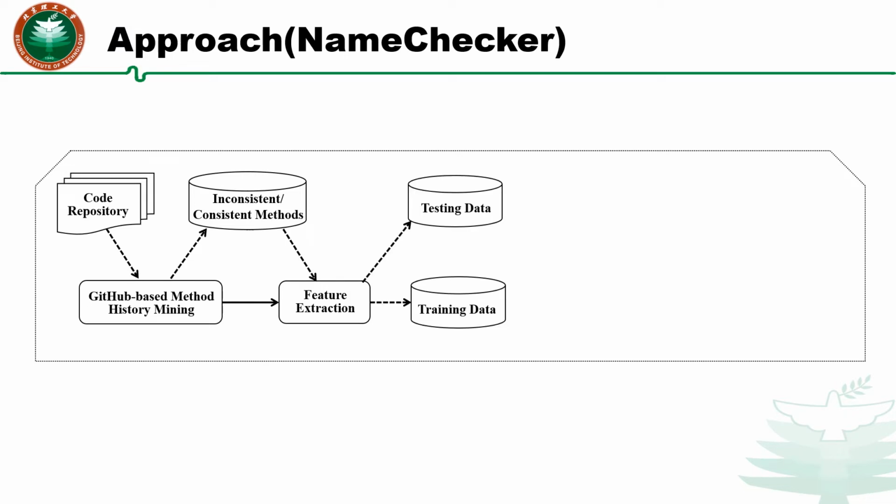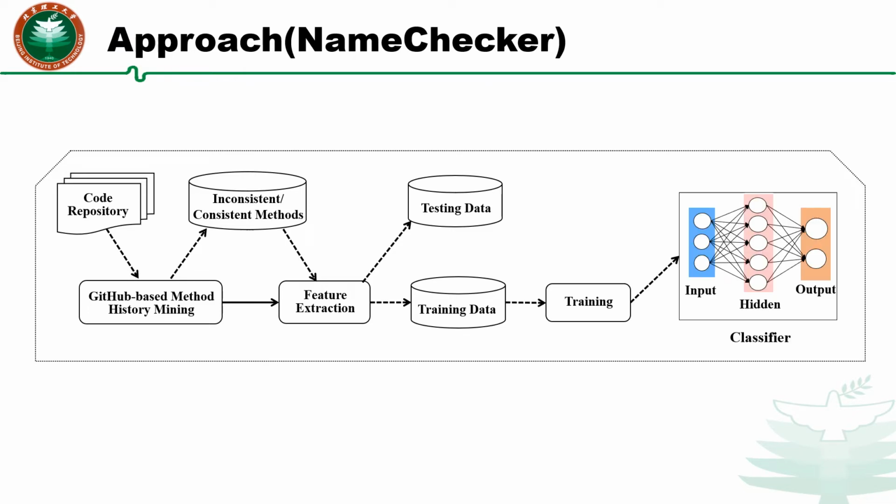And next, we divide the dataset and the collected methods into training data and testing data. The training data is used to train a binary classifier. Then we use this trained classifier to evaluate each method in the testing data.